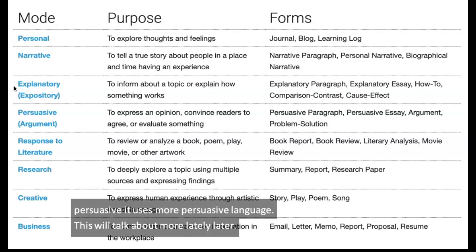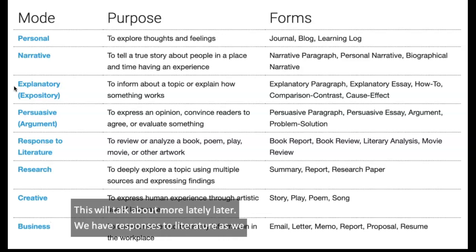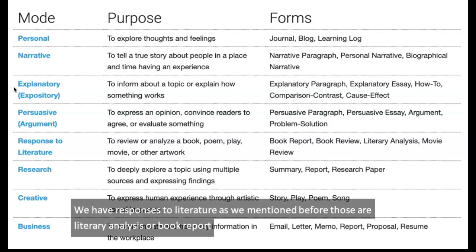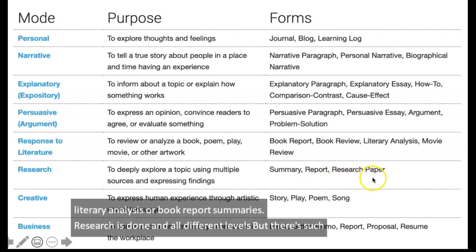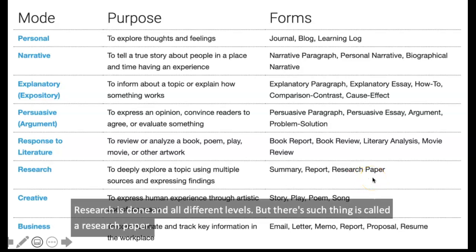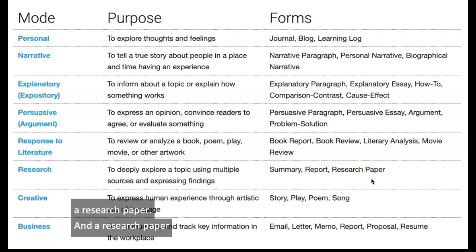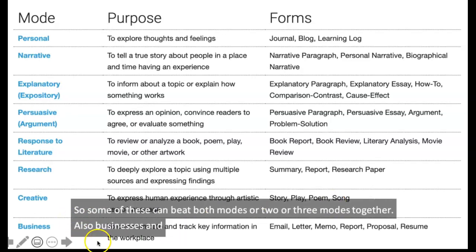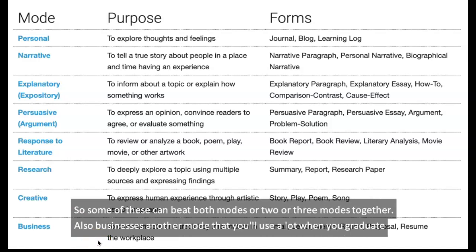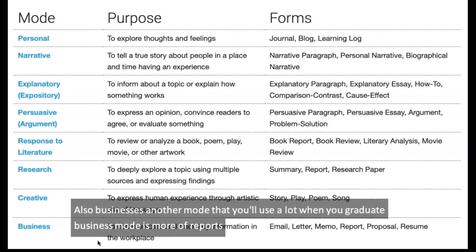We have responses to literature, as we mentioned before. Those are like literary analysis or book reports, summaries. Research. Research is done on all different levels, but there's such a thing called a research paper. And a research paper is longer and dives in more deeply. Also, business is another mode that you'll use a lot when you graduate. Business mode is more of reports and memos, cover letters, perhaps even a resume.